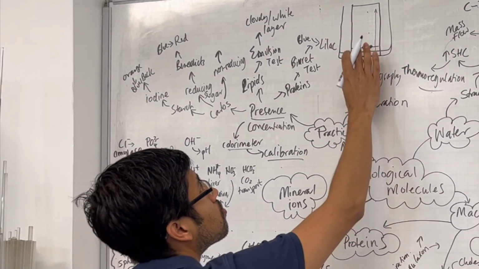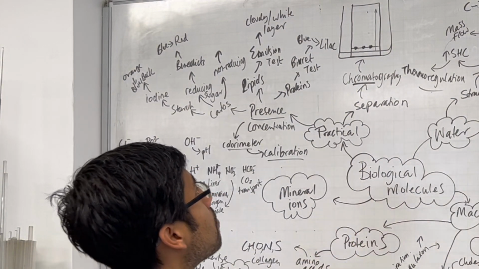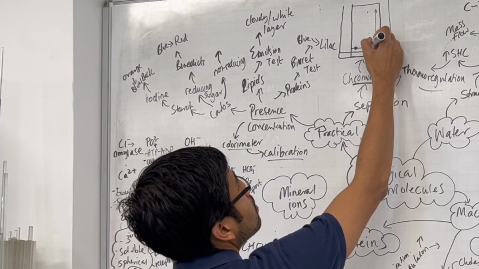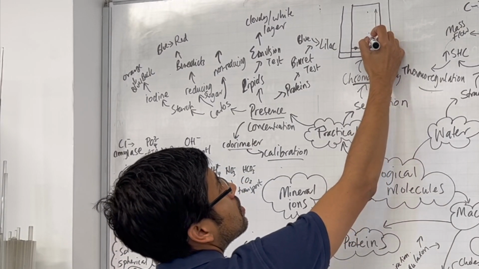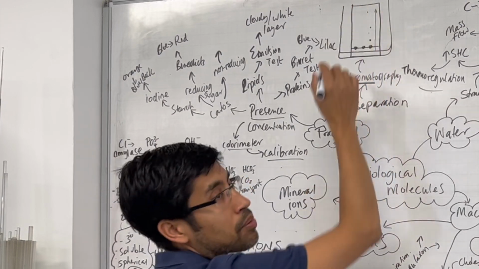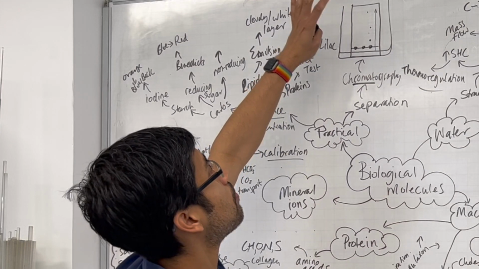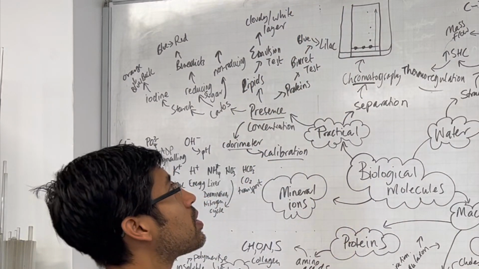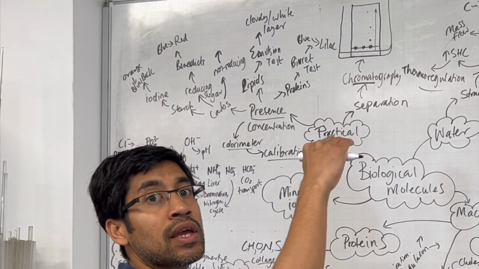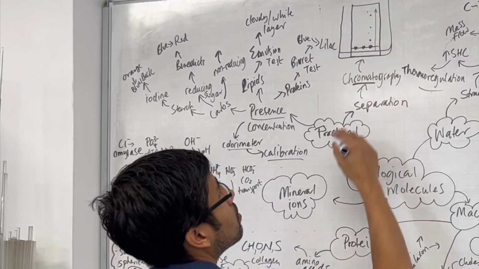So as the solvent permeates through the paper, as it gets drawn up the paper, it dissolves the molecules within the mixture and carries them up the paper, and depending on how well each molecule dissolves in the solvent, they get carried to different extents. Okay, so the mixture can be separated.